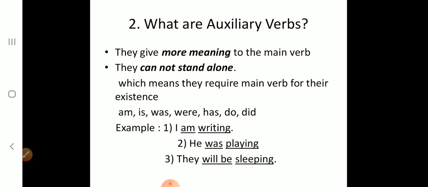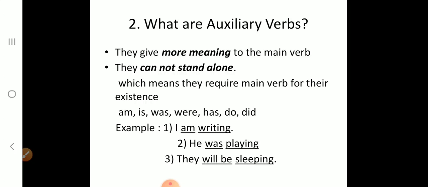What are auxiliary verbs? The auxiliary verbs give more meaning to the main verb. They cannot stand alone, which means that they require a main verb for their existence. Words like am, is, was, were, has, do, did are all auxiliary verbs.